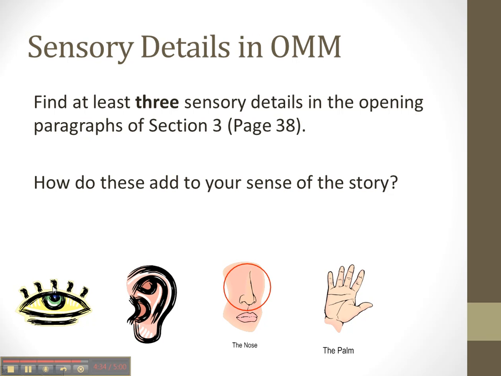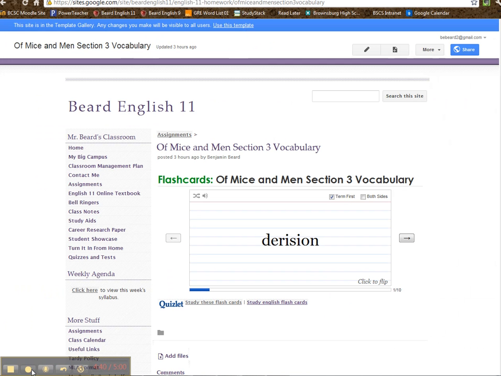The next thing we had to do was find at least 3 sensory details in the opening section of Of Mice and Men, Chapter 3, Section 3. All right, and after we picked out sensory details, the last thing we did was review for tomorrow's quiz by going over some vocab. These are on our website, so you can go ahead and go through those and review your vocab words yourself and prepare for tomorrow's quiz.